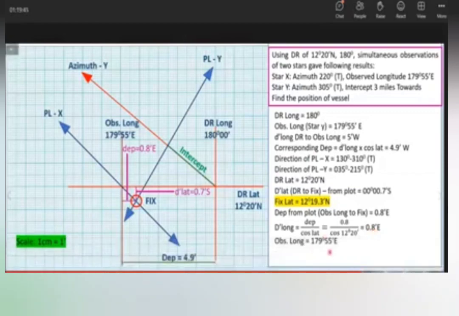Observed longitude being 179 degrees 55 minutes east, the longitude of the fix is then 179 degrees 55.8 minutes east. And hence, the coordinates of the fix are 12 degrees 19.3 minutes north, 179 degrees 55.8 minutes east.